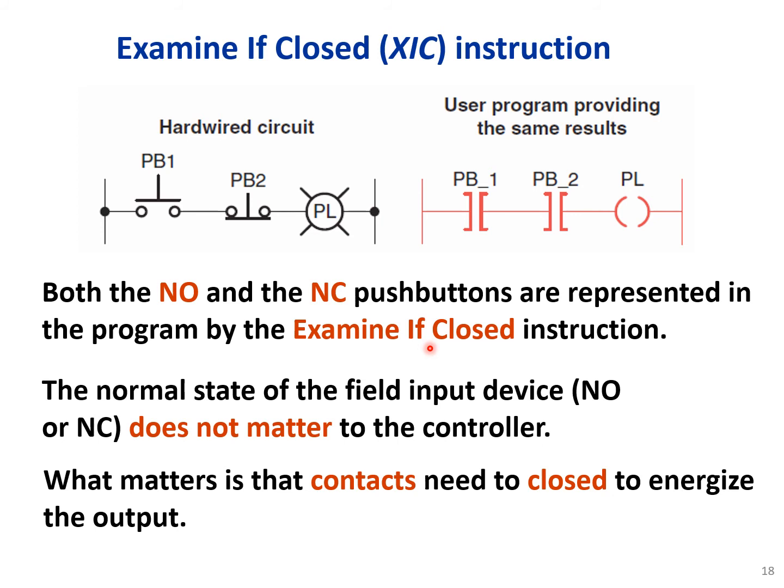So see what happens, yes? The normal state of the field input device, normally open or normally closed, doesn't matter to the controller. So this contact only examines if the contact is closed. If it's closed, then it's true. Otherwise, it's false. What matters is that contacts need to close to energize the output.